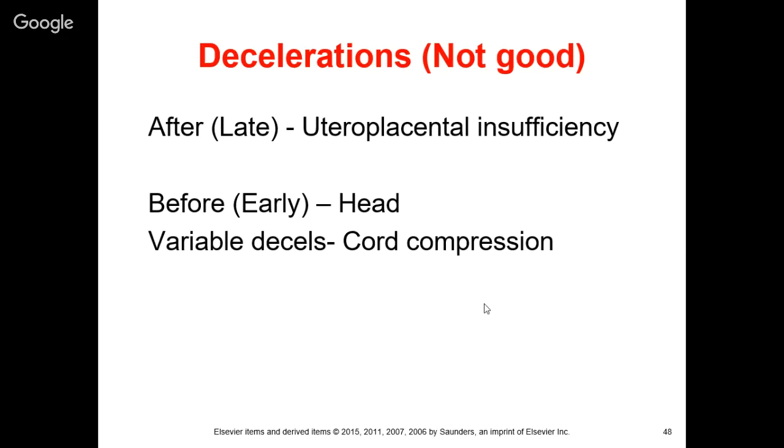So before or early deceleration in the fetal heart rate, early on in the contraction, that means that there's head compression. The head is just pushing against the body. So variable decels could mean cord compression. As the uterus squeezes down, the cord gets compressed and then it relaxes and then it's fine. So that's variable going back and forth.